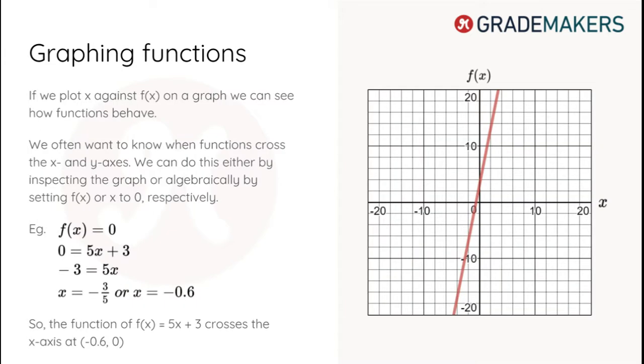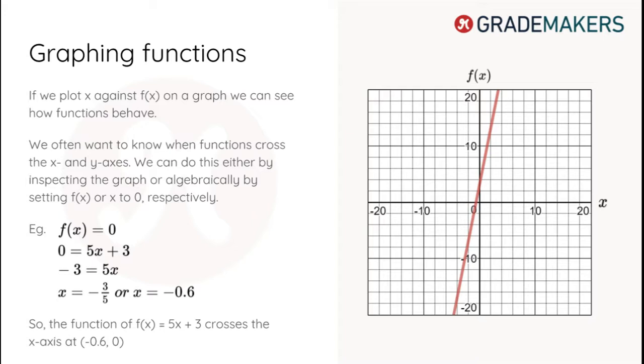Now we can graph functions by plotting their x value against the f of x value. In other words, the input versus the output. In this case, we've graphed the function f of x equals 5x plus 3, which we got from the previous slide. And we do this in order to inspect how the function behaves. For this function, we can see it's a linear function.